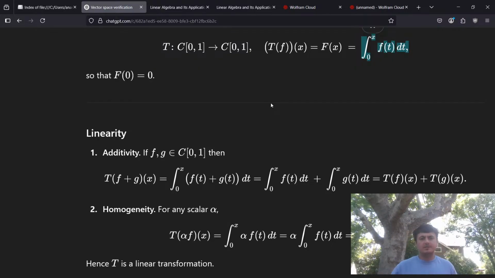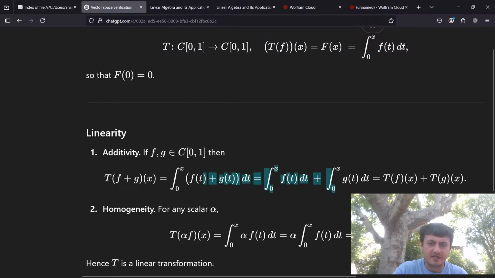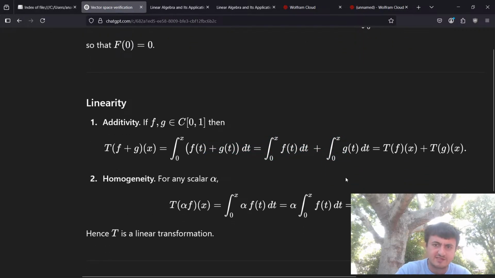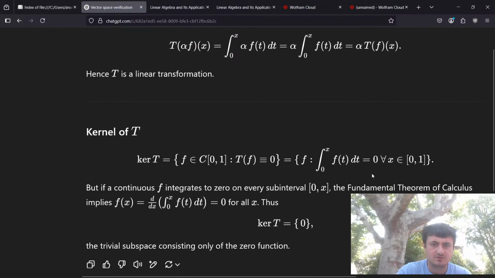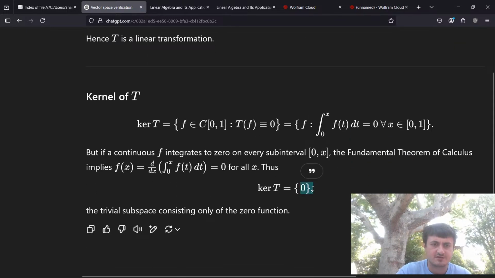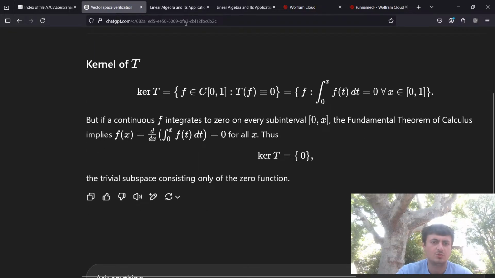Okay. So I don't know. I mean, I guess you just sort of use the additivity of the integral, and same with the homogeneity. Okay, cool. All right, and then it's just 0. Cool.